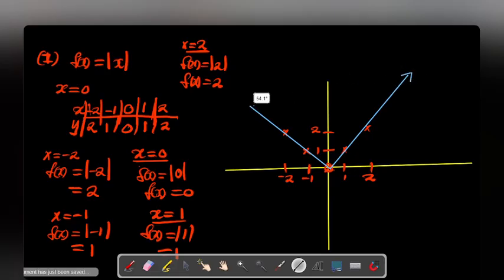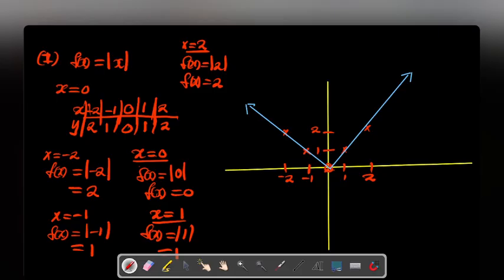So that's how we sketch the graph. Make sure that you indicate the arrows. Once you indicate the arrows, what you're trying to say is that this graph continues going to infinity. It continues just like that. That's what these arrows indicate.